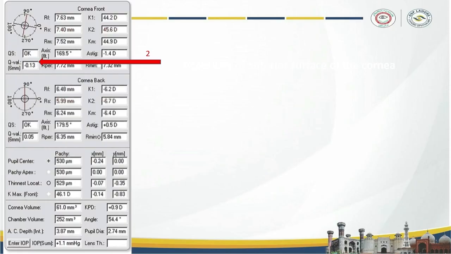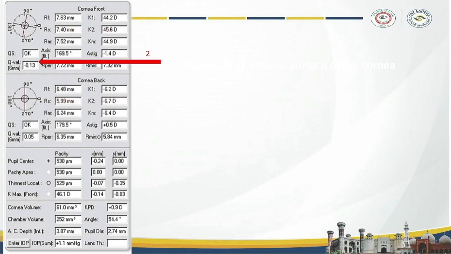And then comes the Q value. The Q value matters because the shape of the cornea is not a spherical surface. It's not like a football. It is flattened towards the periphery, while in the center it's round. So to study the asphericity of the cornea, we calculate the Q value.